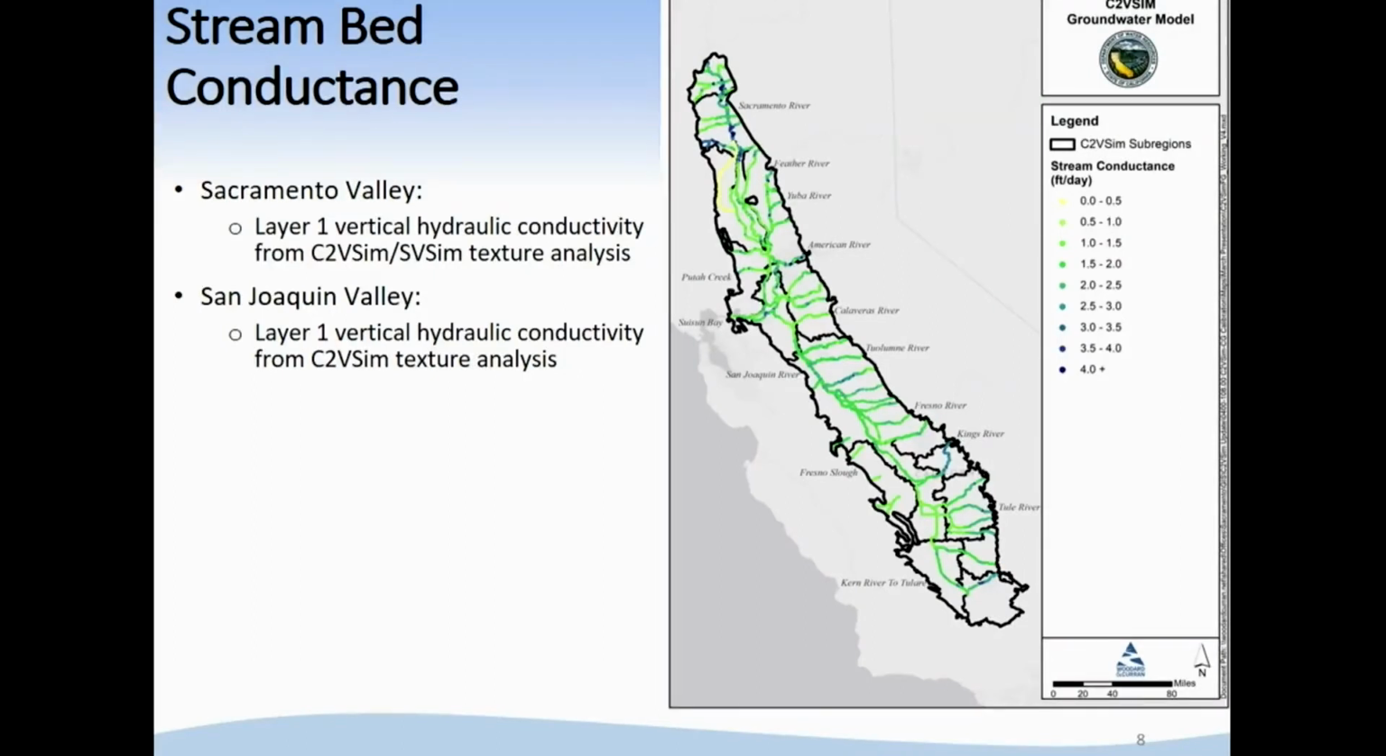Stream bed conductance. The stream bed conductance in the model is basically representing the layer 1 vertical hydraulic conductivity of the model. So later tomorrow, Linda is going to talk about the texture analysis that she and her team worked on for the Sacramento Valley and San Joaquin Valley as well. We basically took the layer 1 vertical K, and we used that information as a starting point in the model for the stream bed conductance values.